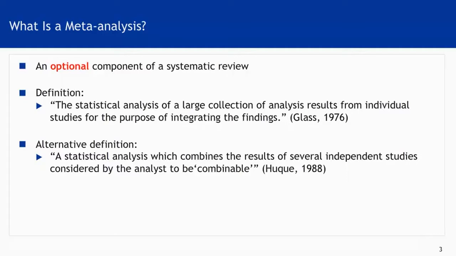A better alternative definition is that meta-analysis is a statistical analysis which combines the results of several independent studies considered by the analyst to be combinable. So the second part of this definition, considered by the analyst to be combinable, is very important because you, as a systematic reviewer, have to make the decision whether the studies are similar enough to be put together in a meta-analysis.